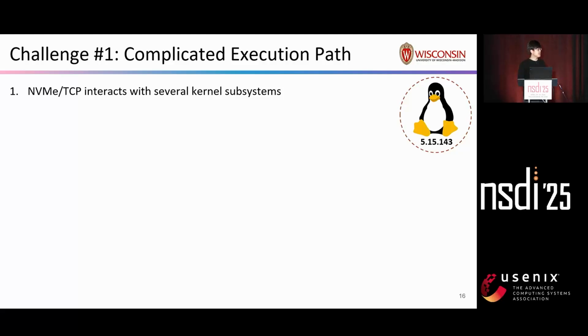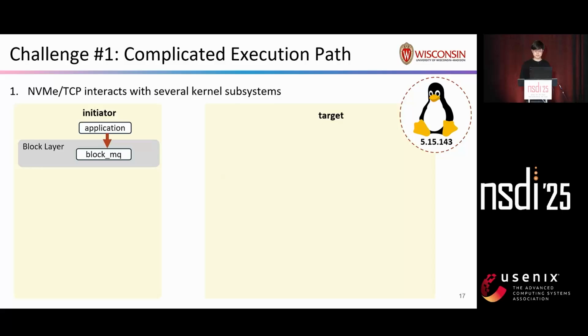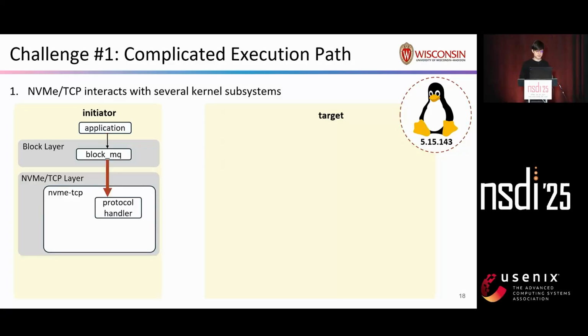The first challenge is that the request execution path is very long, which involves many subsystems. Let's continue with the data read example. First, on the initiator side, the application submits a read I/O request via a system call to the blockMQ subsystem in the block layer, which is in the kernel space. Second, there is a kernel module called NVMe TCP. The blockMQ will forward the request to the protocol handler in it. We call this layer the NVMe TCP layer.